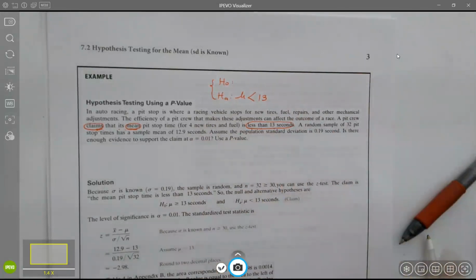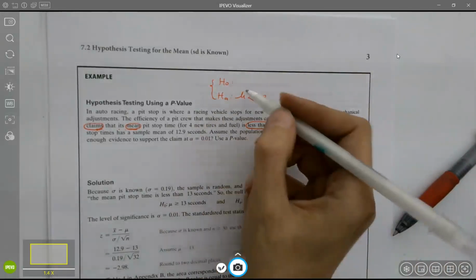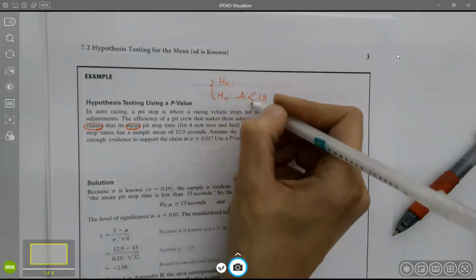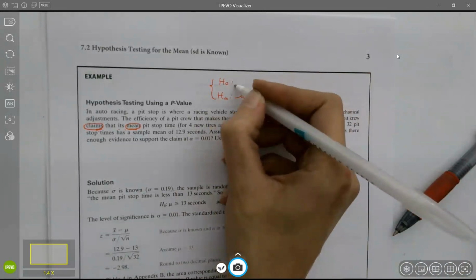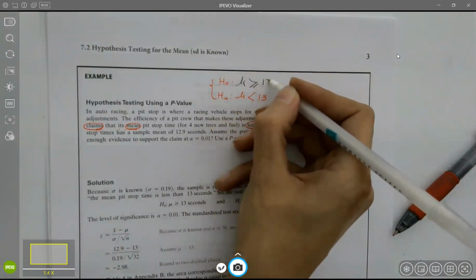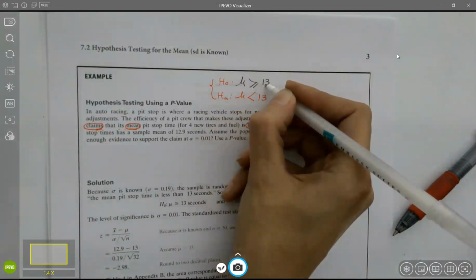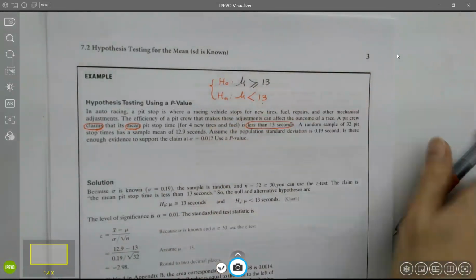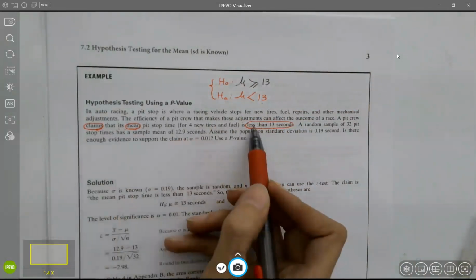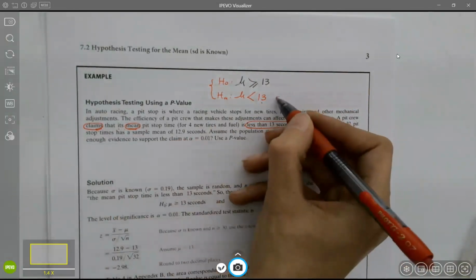So as a statistician, you can quickly construct your null hypothesis, which is the opposite of less than. It's greater than or equal to 13. And note that this is the claim. Mean is less than 13 seconds. This is the claim.